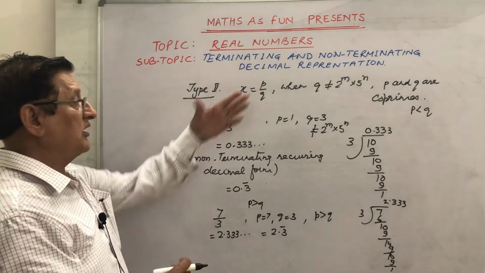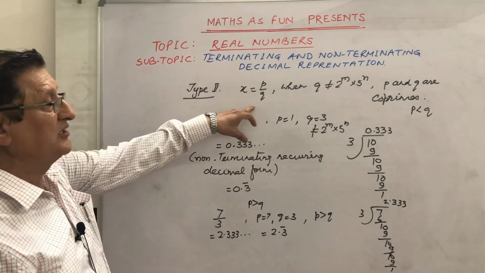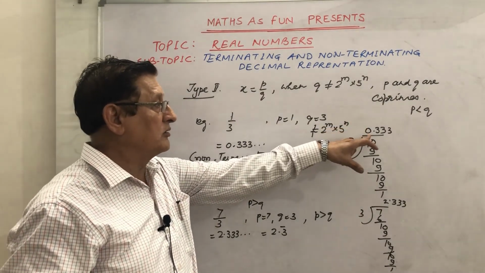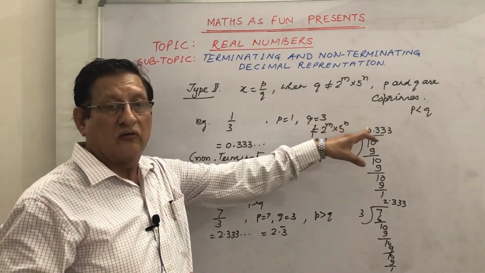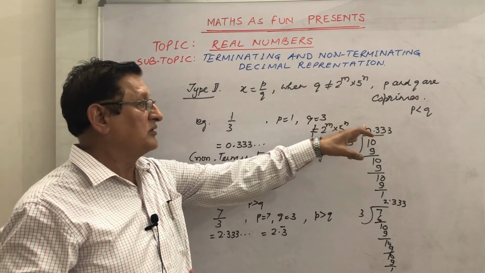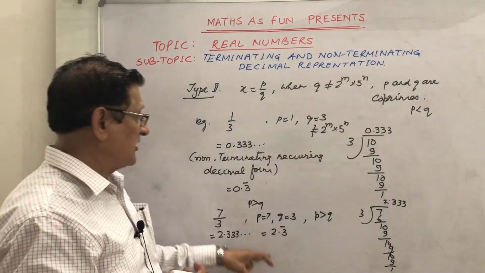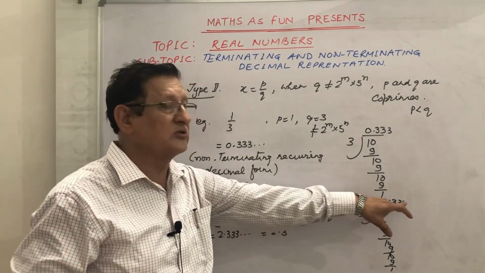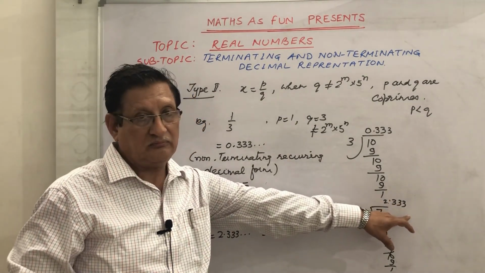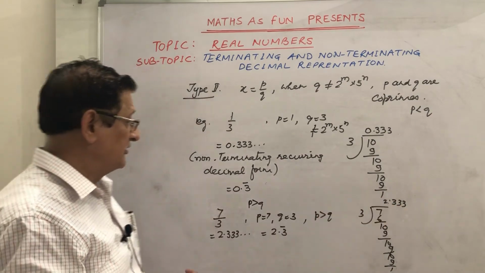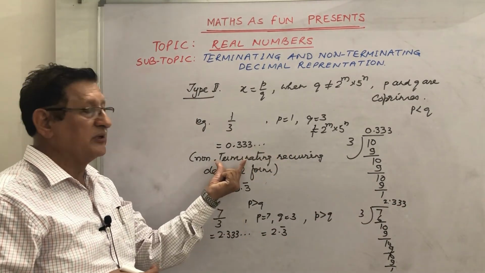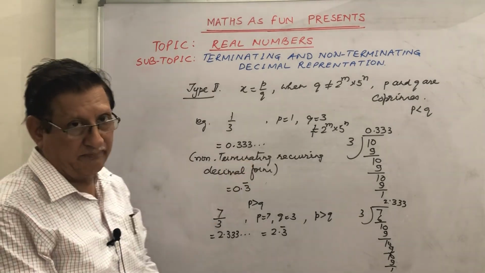So we have seen both the types. When p is less than q, our decimal form will have 0 as the integer part. But in this case, when p is greater than q, we will have some integer before the decimal starts. So we are having 2 as the integer here, and again it is a recurring and non-terminating decimal number.